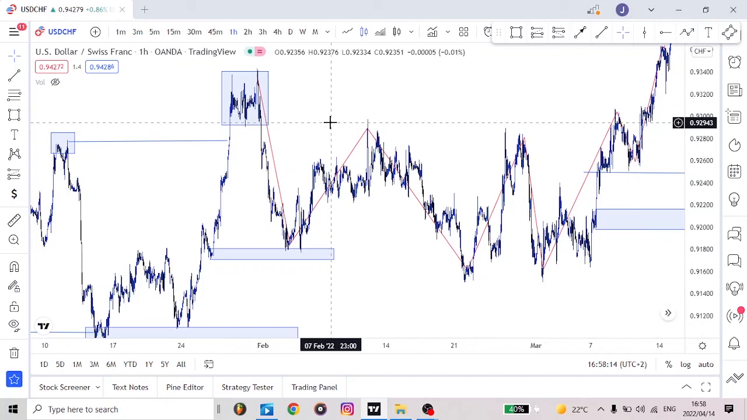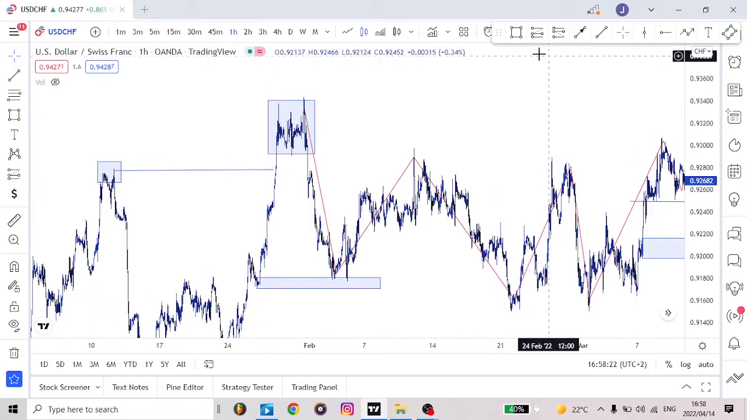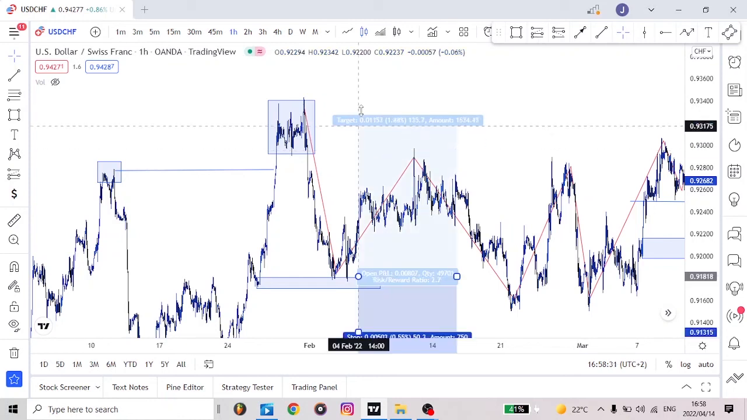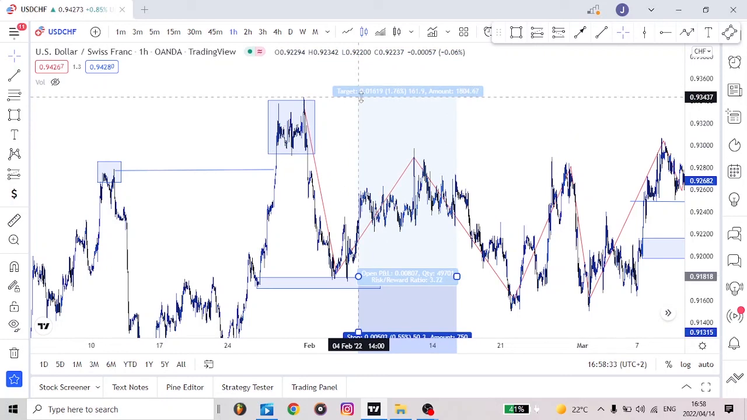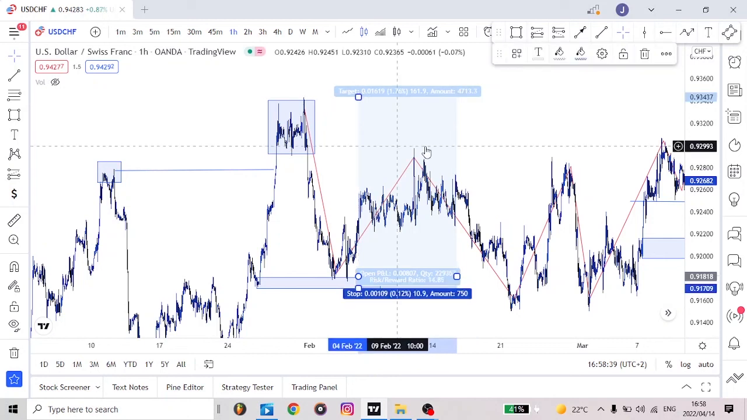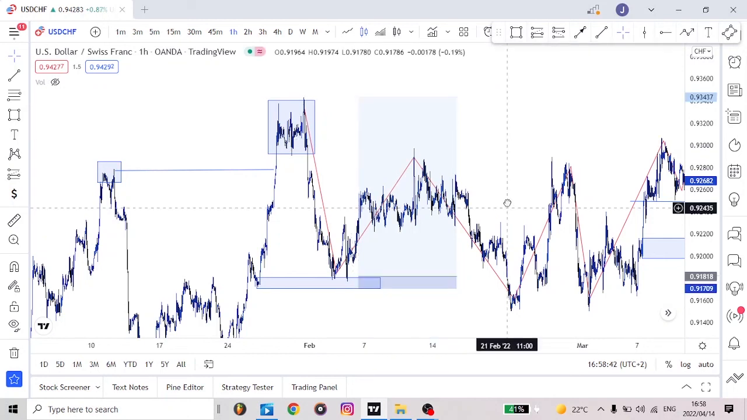Because normally when we enter using an order block, we expect to see something like this. We expect this to be our entry, and then we expect this to be our take profit. So as you can see, the market didn't reach our 100% take profit there, but it did go to around 80% or 90% of the move. So you would have locked in profits.